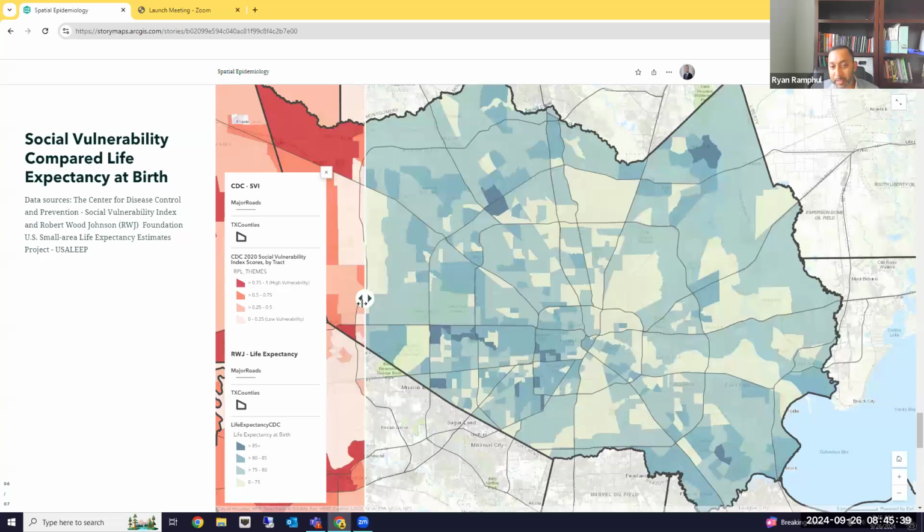So if people tell you that non-medical drivers of health do not affect health outcomes, this is the ultimate health outcome, mortality. And there's a clear pattern that vulnerability is associated with lower life expectancy.